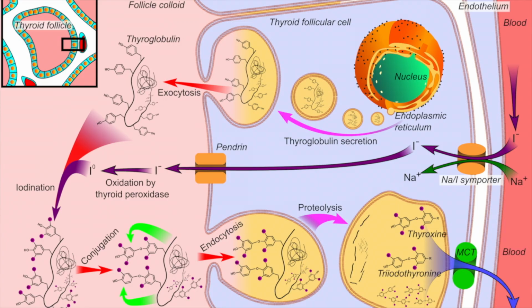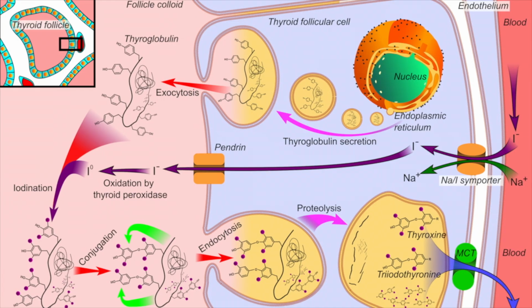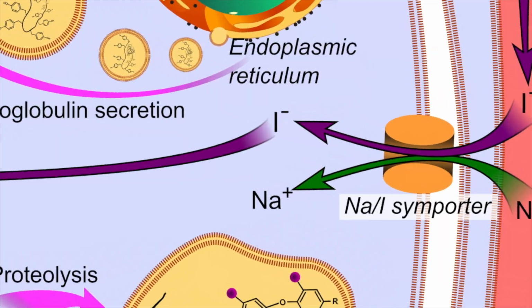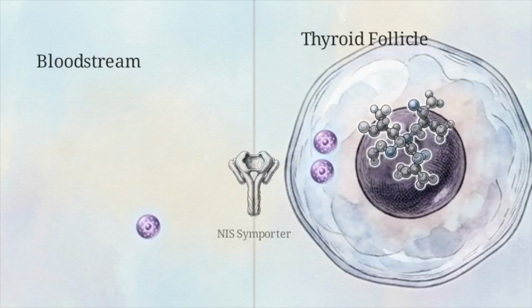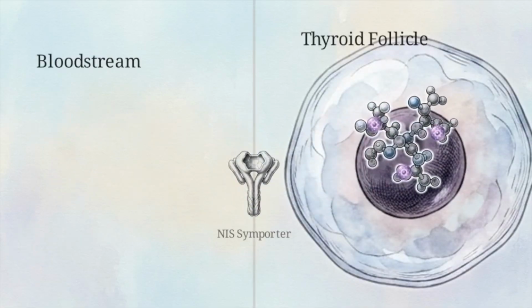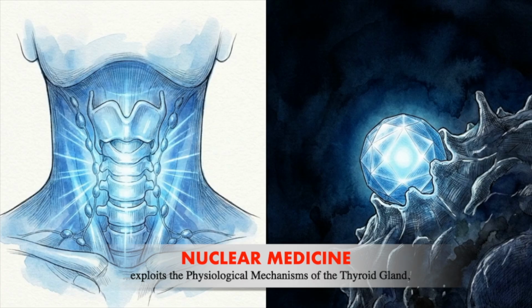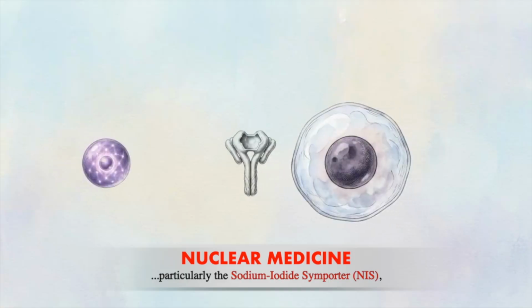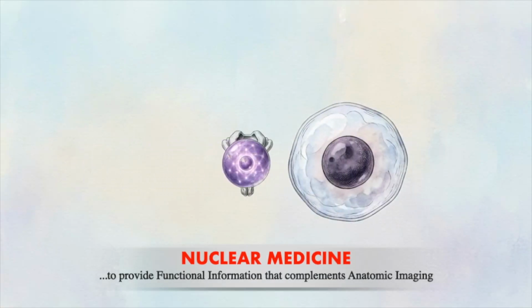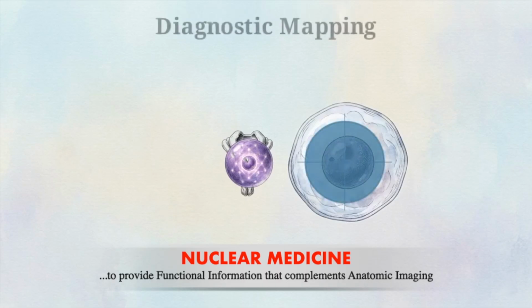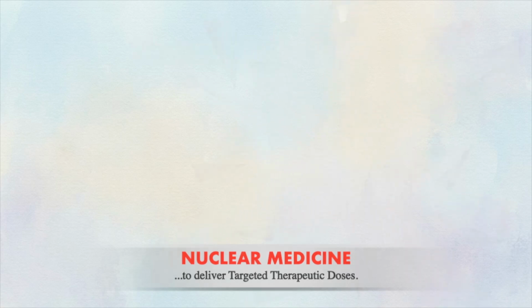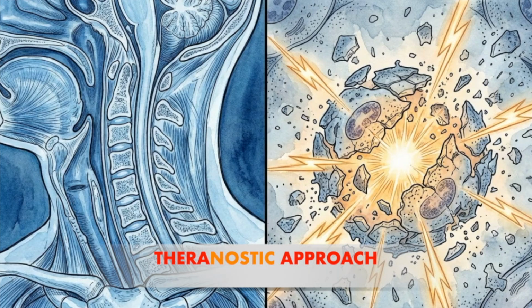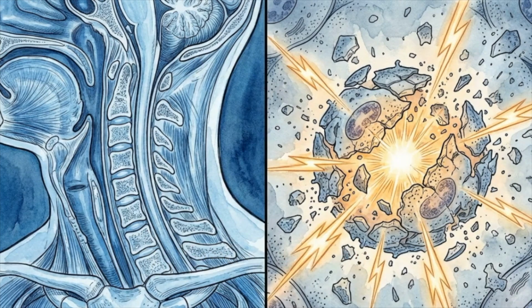The thyroid gland relies on a transmembrane protein known as the sodium iodide symporter, or NIS. This protein actively transports iodine from the bloodstream into the thyroid follicles to begin hormone synthesis. Nuclear medicine exploits this specific physiology for two distinct clinical functions. By attaching radioactive isotopes to molecules that target the NIS, physicians can map the gland's function for diagnosis or deliver targeted radiation to destroy diseased tissue. This integration of diagnostics and therapy defines the Theranostic Approach.